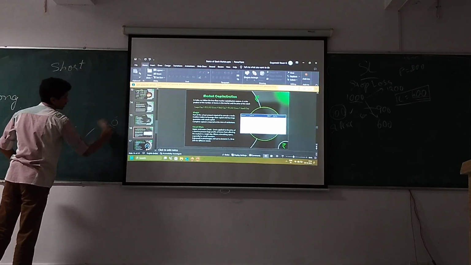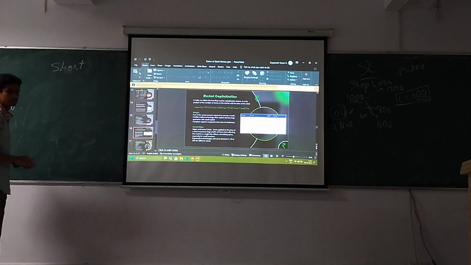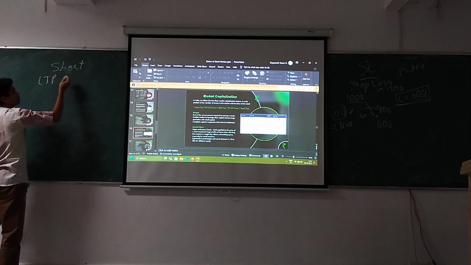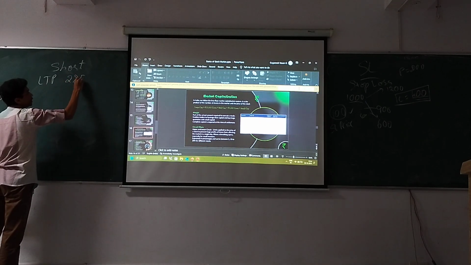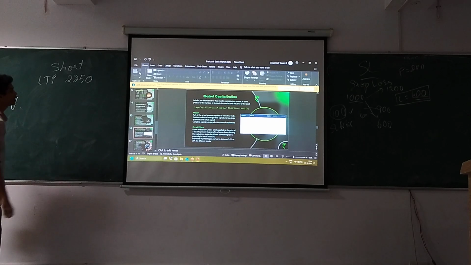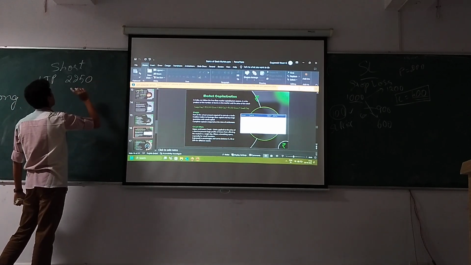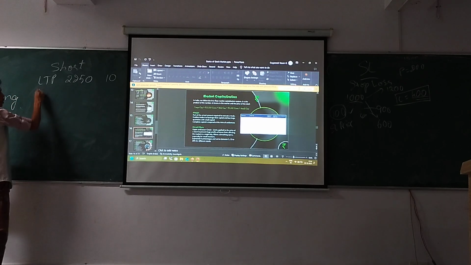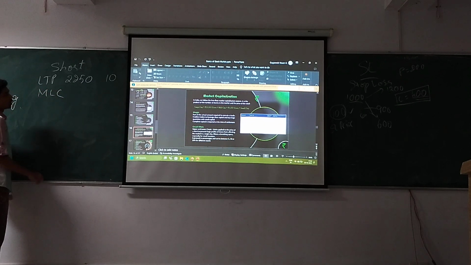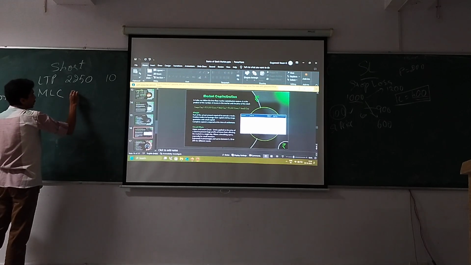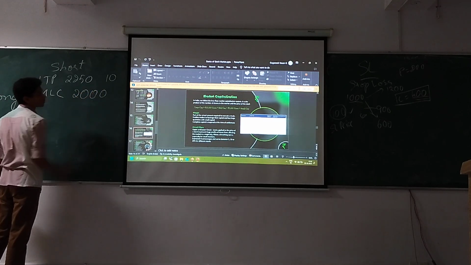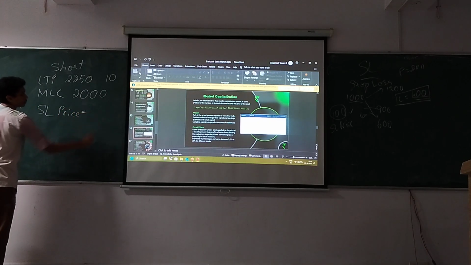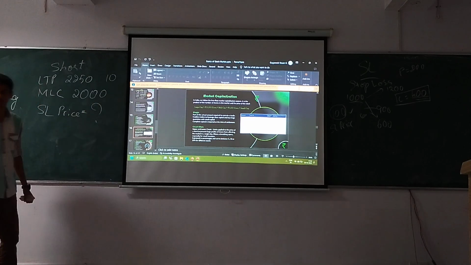Again, we'll go with shorting because that is the most confusing concept. Shorting. So LTP, that is the price at which I short, was 2,250. Maximum loss capacity is 2,000 rupees. What will be your stop loss price? Everybody calculate, not just me.